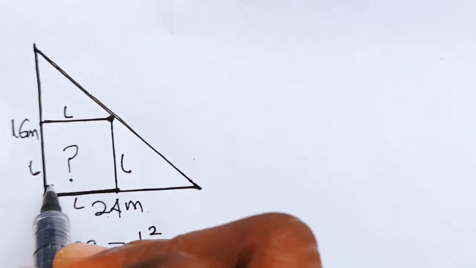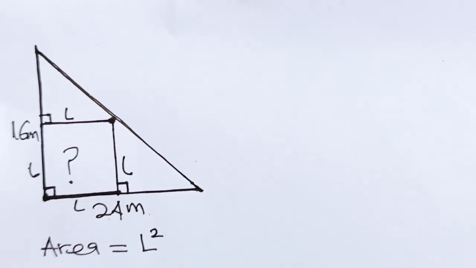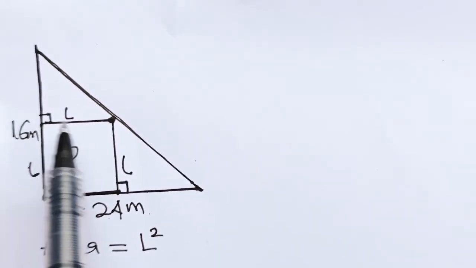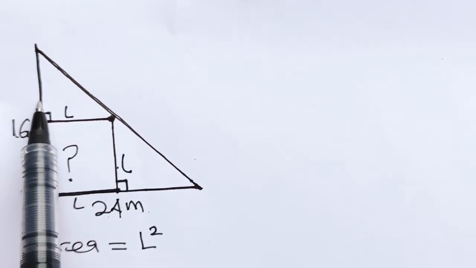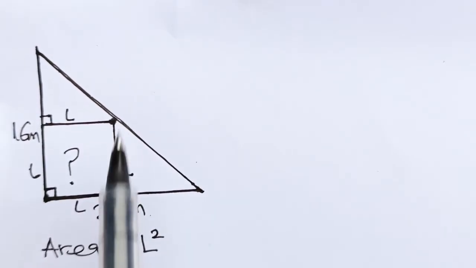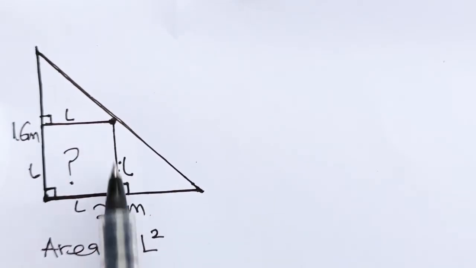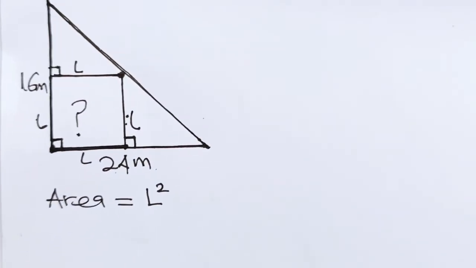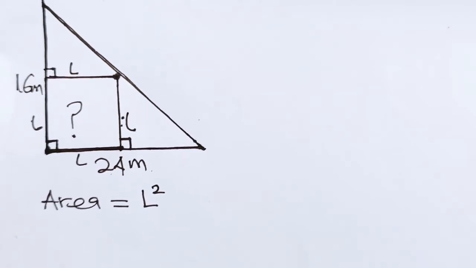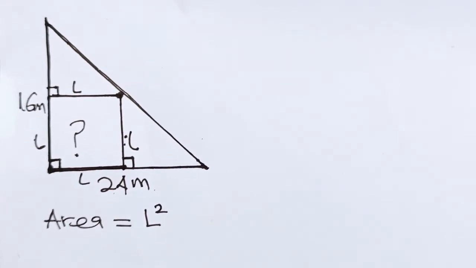Now this place is 90 degrees, this is 90 degrees, this is 90 degrees. Since this place is 90 degrees and this place is 90 degrees, it simply means that this line is parallel to this line. Now if this line and this line are parallel, that they cannot meet, then it simply means that this triangle here and this particular triangle are similar. Now what do we know about similar triangles? One thing about similar triangles is that the ratio of their corresponding sides are equal.